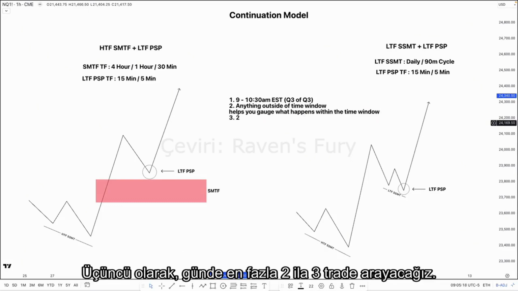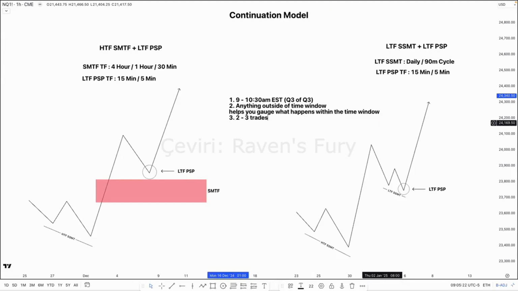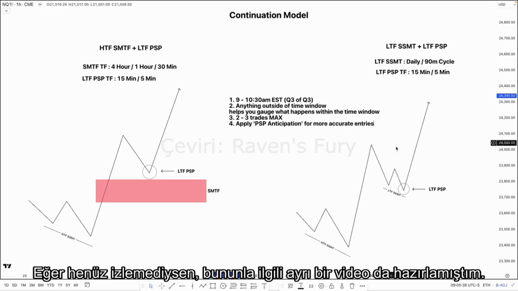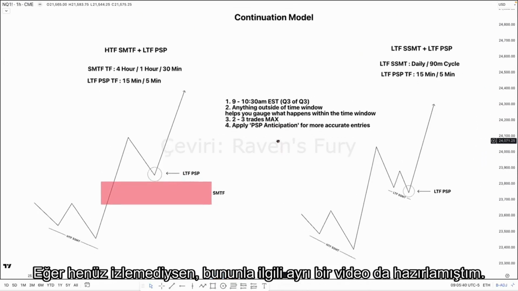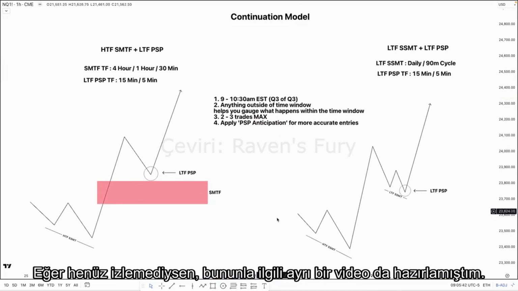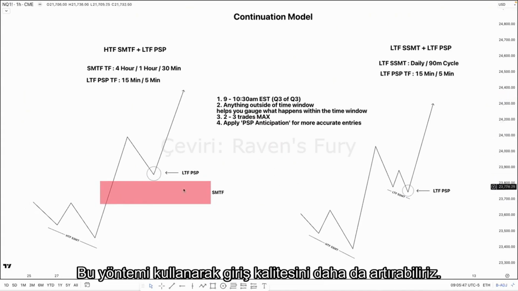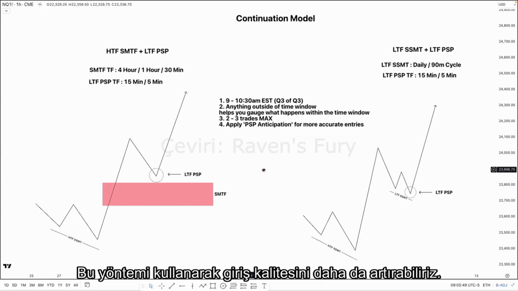Third, we'll be looking for 2 to 3 trades max a day. And then lastly, we can use our predicting PSPs or the PSP anticipation for more accurate entries. And I do have a video on that in WAP, if you have not watched that yet. Okay, so we can use this to get even better entries.